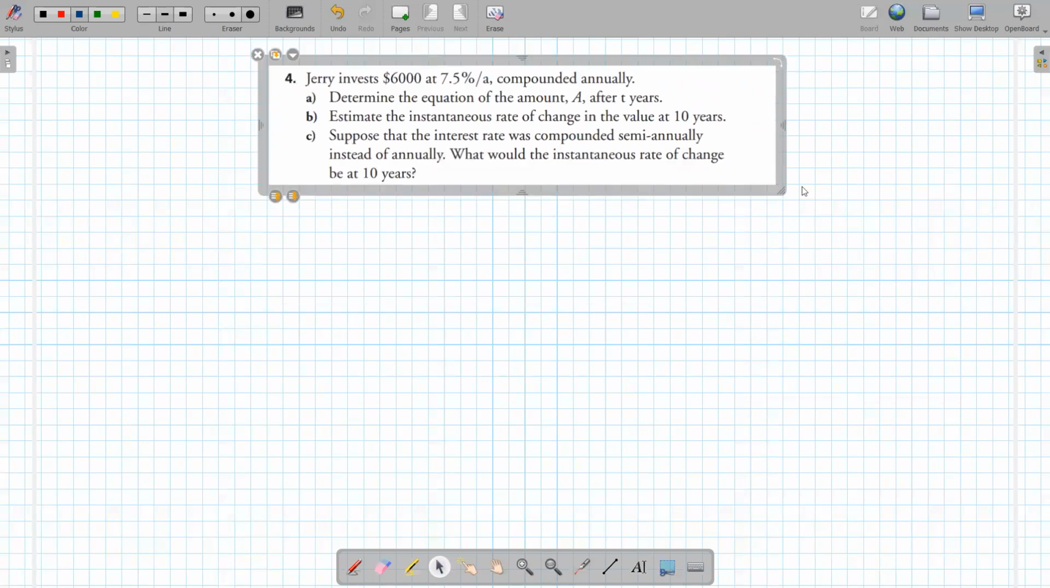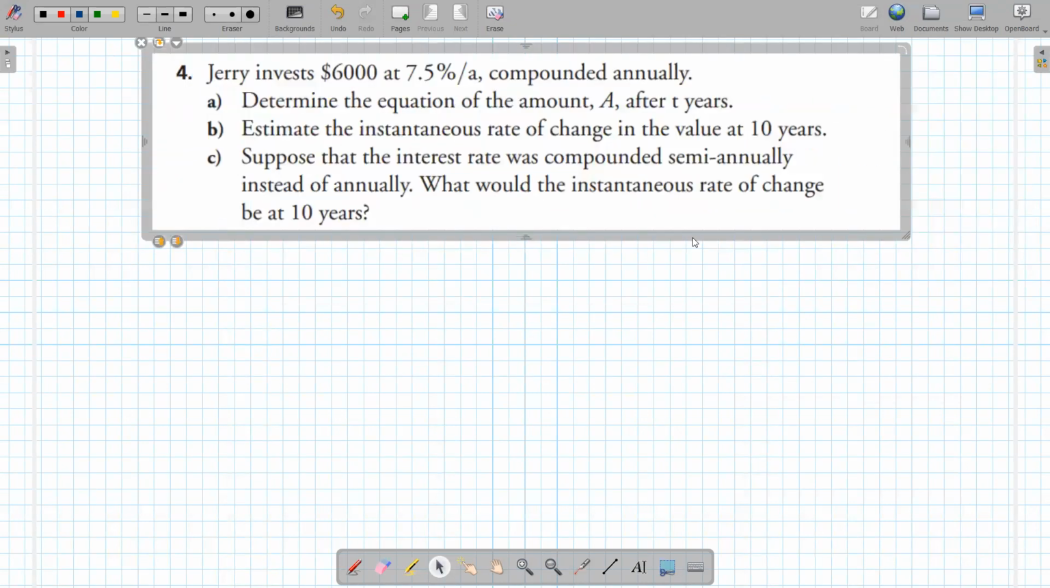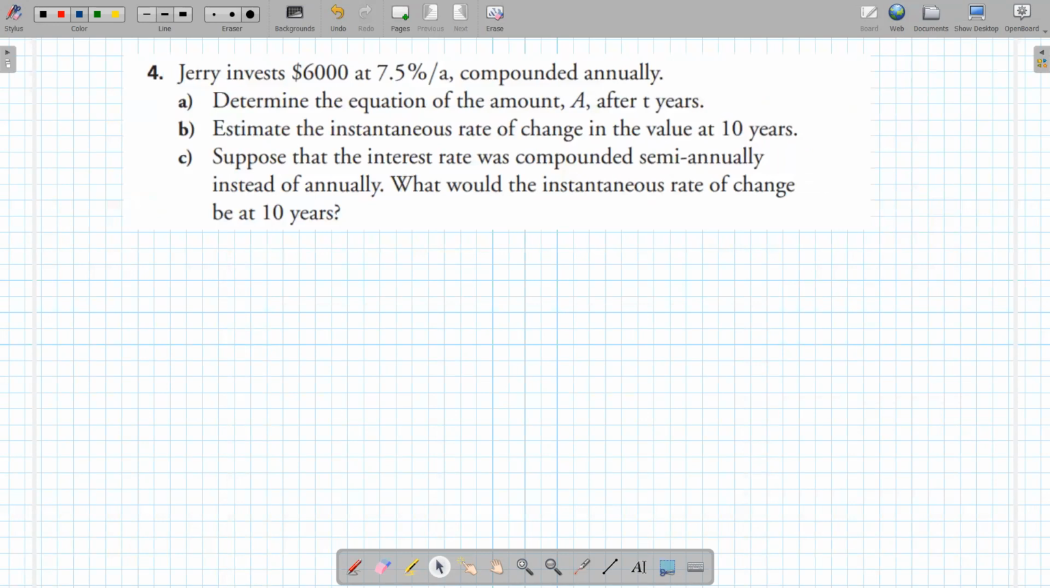So here we have some money being invested. It says compounded annually, okay? Is your money going to grow linearly, or is it going to grow exponentially? Exponentially. So there are two ways our money can grow. One of them is called simple interest. One of them is called compound interest.